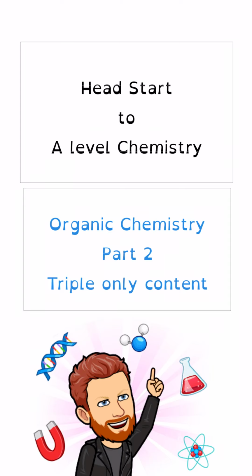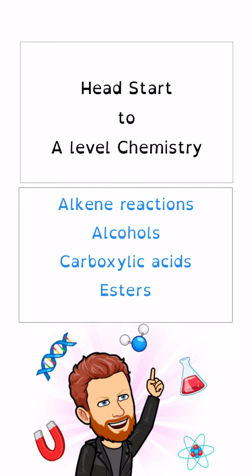I'm here with a Head Start to A-Level Chemistry video, and in this video we're going to be looking at Organic Chemistry Part 2. This is the organic chemistry that is only on the Triple Chemistry GCSE course. So if you did combined science, you will have missed out on this. I'm talking about things such as alkene reactions in more detail, alcohols and their reactions, carboxylic acids and their reactions, and also a little bit about esters too.